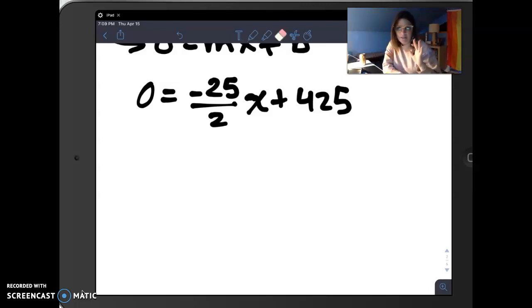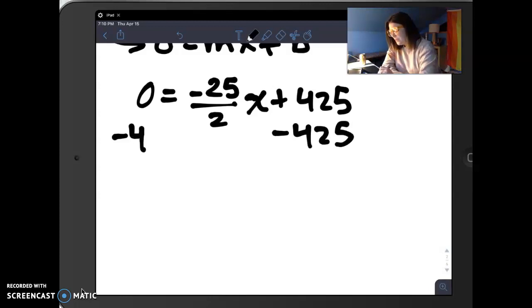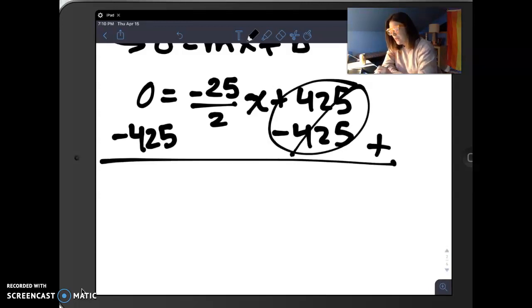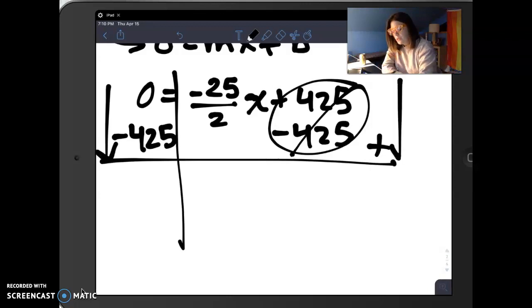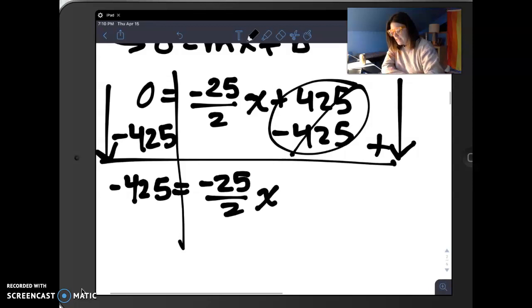So, okay, sorry about the glitch. There we go. All right, so we have 0 equals negative 25 over 2x plus 425. And our goal is to get x alone. So this is a two-step equation, but it's kind of weird. Maybe it's something that you're not super used to. Remember, whenever we have a two-step equation, we always want to try and get rid of the addition or subtraction first. So we have negative 425 is equal to negative 25 over 2x.